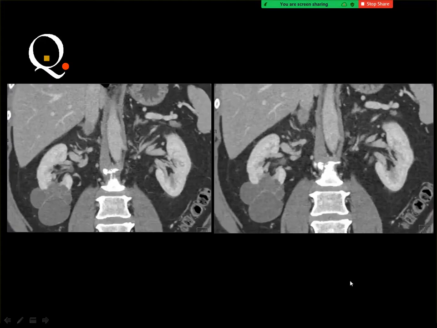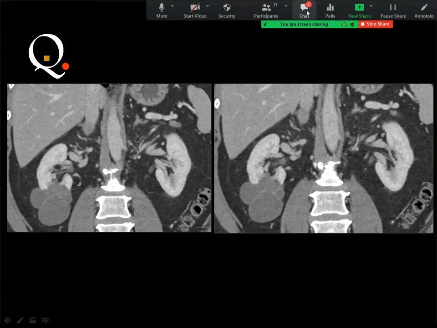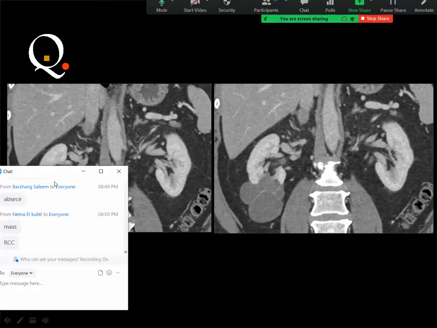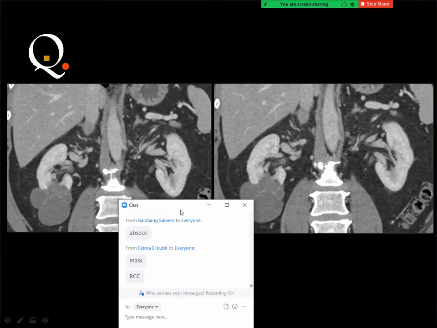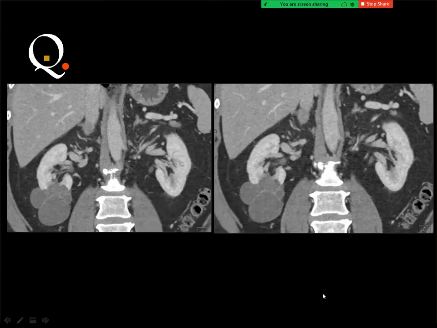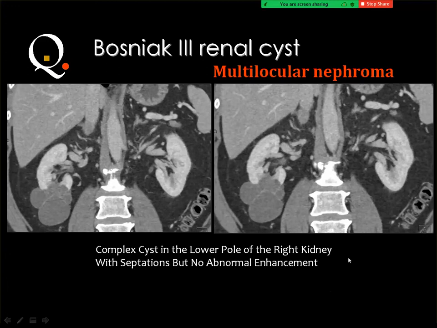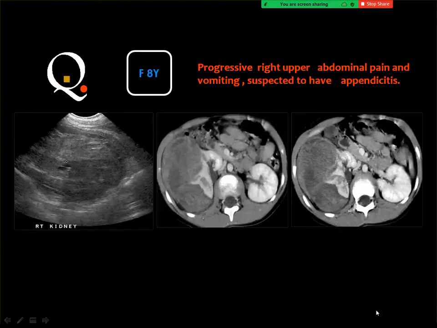Then these are two coronal images of a CT scan of the abdomen after contrast injection, showing a lesion in the right kidney. This lesion is cystic, and the diagnosis is multilocular cystic nephroma, and this is right. Bosniak type 3 renal cystic lesion, or what's known as multilocular nephroma. Both answers are good.